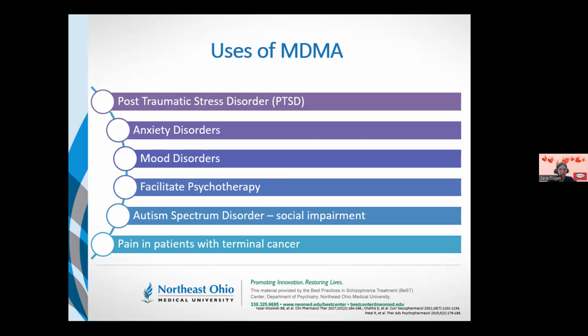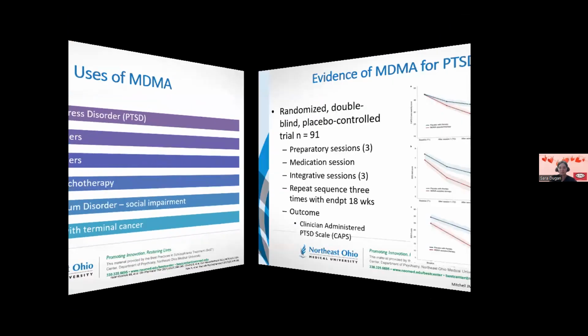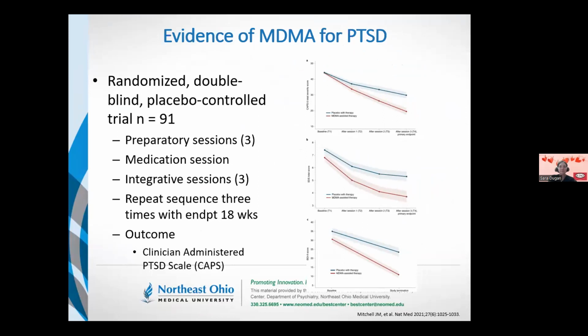So more of experimental studies in that particular patient population, and that one's relatively small. I'm not going to spend as much time on that one. We're going to look at one of the bigger trials for PTSD. Then we'll talk a little bit about the anxiety, depression, as well as autism spectrum disorder briefly.